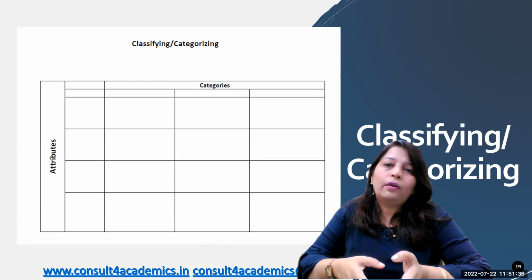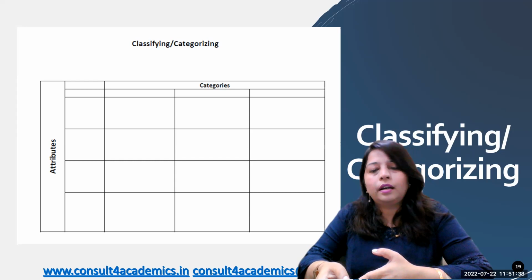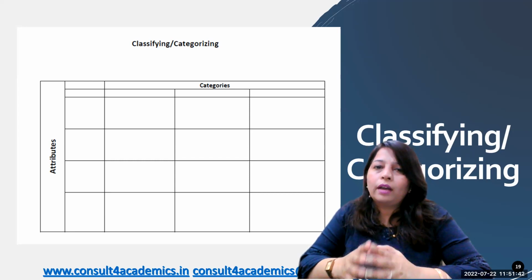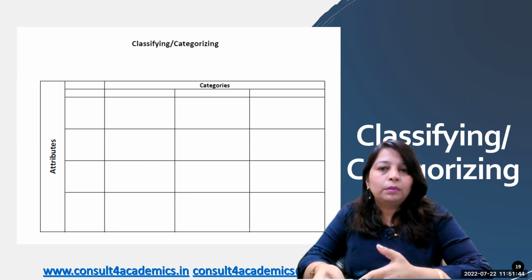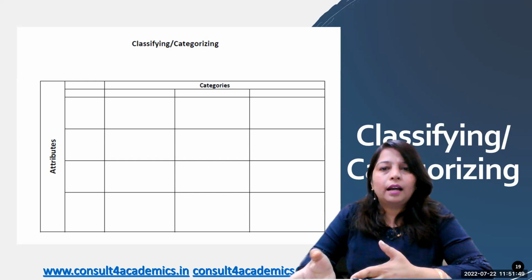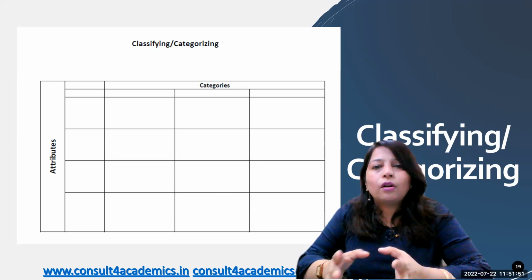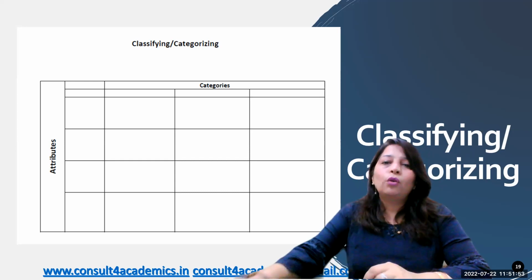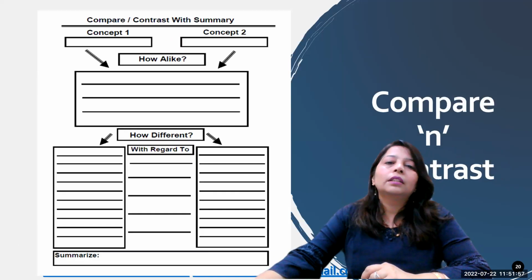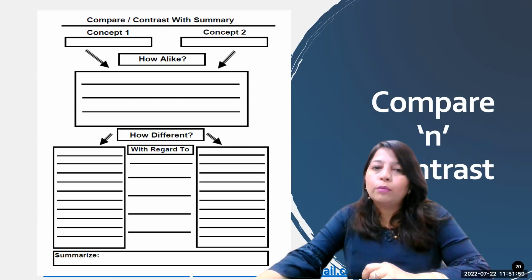They are categorizing biodegradable and non-biodegradable resources. They are categorizing soluble and insoluble substances. Good conductors, bad conductors. Depending upon that, a number of topics are there. So for that, you will be able to use different kinds of graphic organizers. Now, this is compare and contrast with summary.